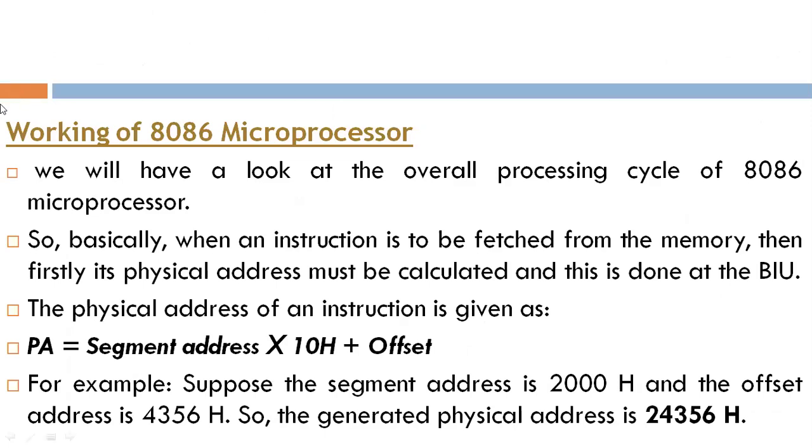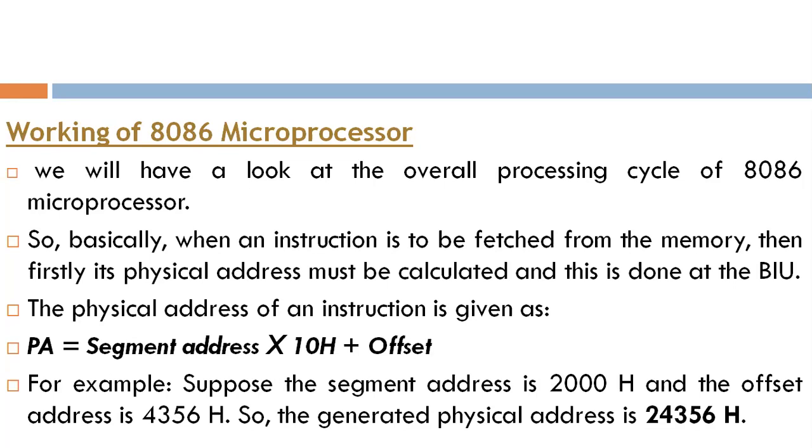Next, the working of 8086. If we look at the overall processing, when an instruction is fetched from the memory, first we need to calculate the physical address. This work is done by the bus interface unit. The physical address is given by the formula PA equals segment address times 10H plus offset. For example, the segment address is 2000H and the offset address is 4356H. So the physical address is 24356H.